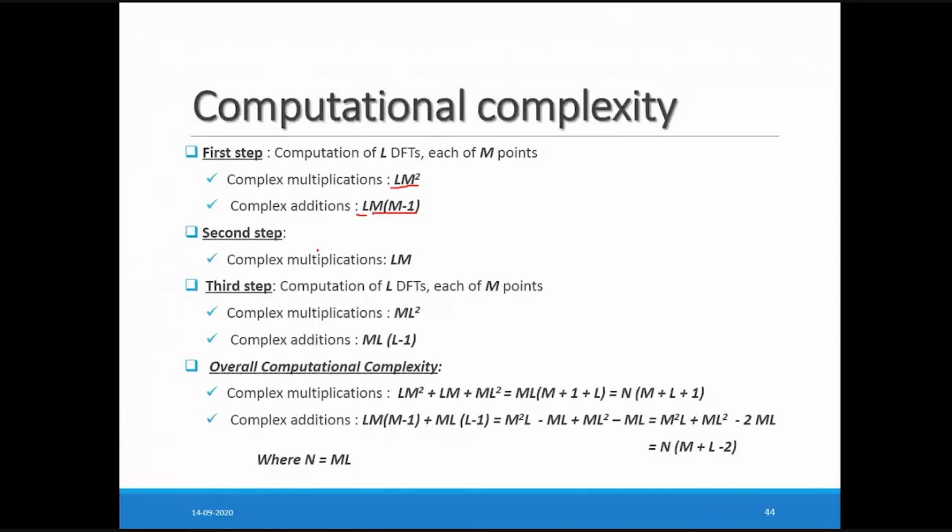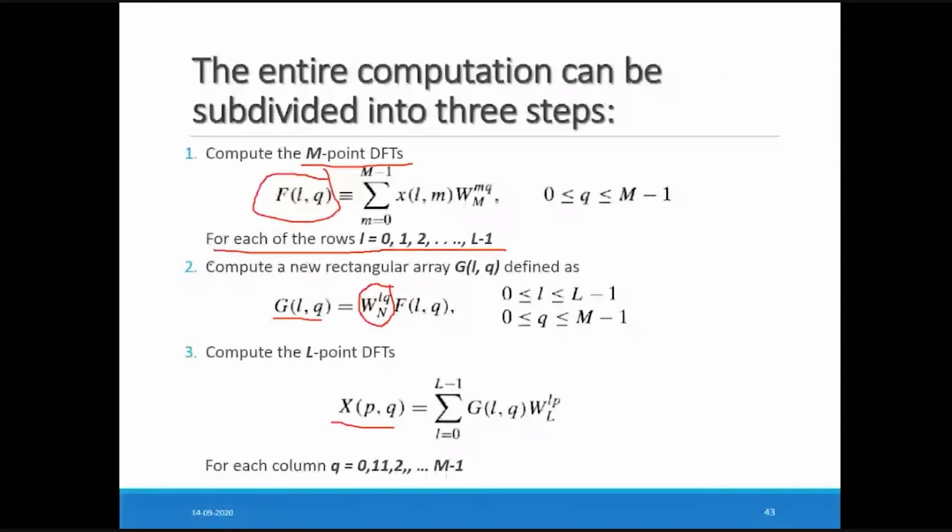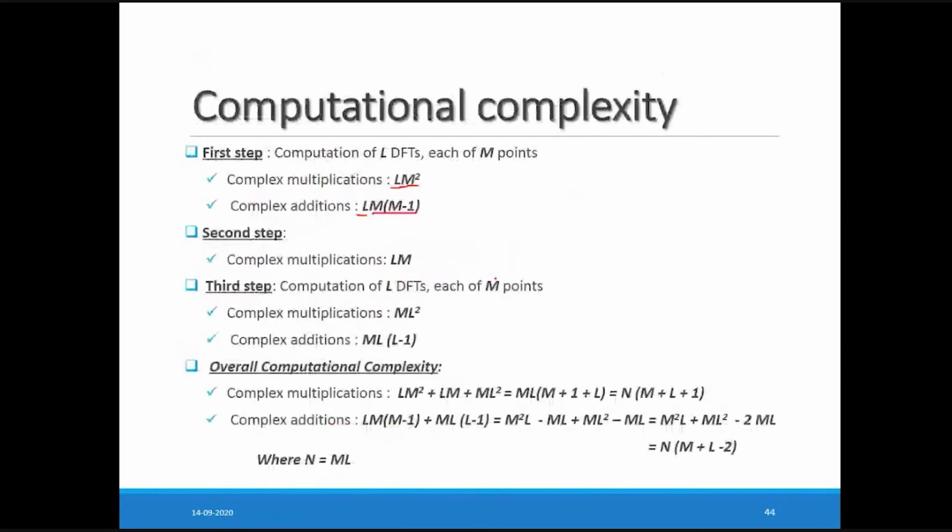So we go for the second step. In the second step, what we are doing is computing the new rectangular array. So as you can see here, we have to go for the calculation of the new rectangular array G of l comma q. In that you have to multiply L with M. So no other things are there, only L cross M multiplications.